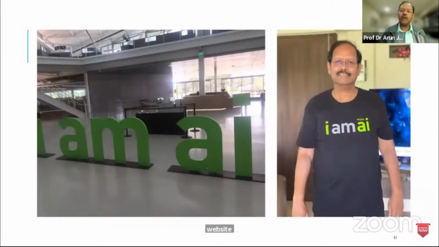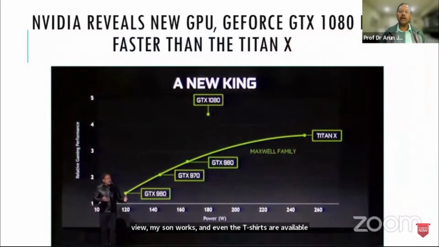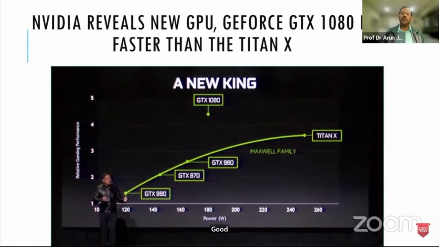It's all called artificial intelligence, and there is more development taking place. After NVIDIA came into the picture, when I visited NVIDIA, where my son works, there's a nice mural called "I am an AI," and even T-shirts are available which say "I am an AI." The rapid growth of AI is because of the possibility of using graphic processors for image handling. And there is some law called Moore's law, where the CPU growth is given, and it has been seen that the GPU growth, the graphic processor, is faster than CPU.